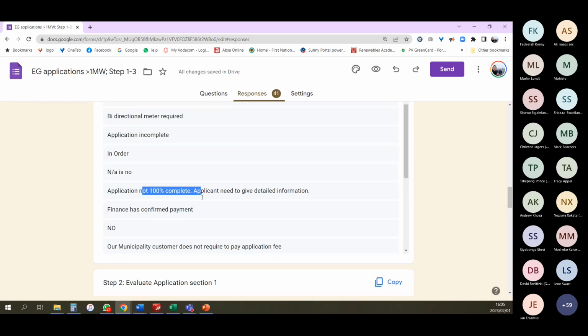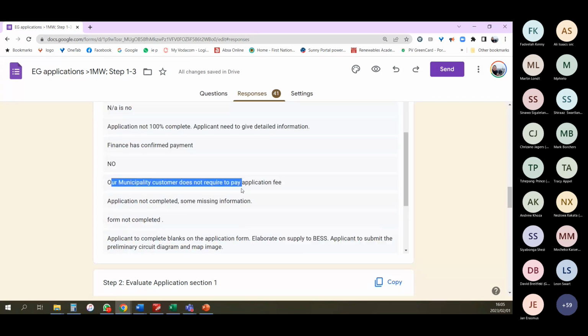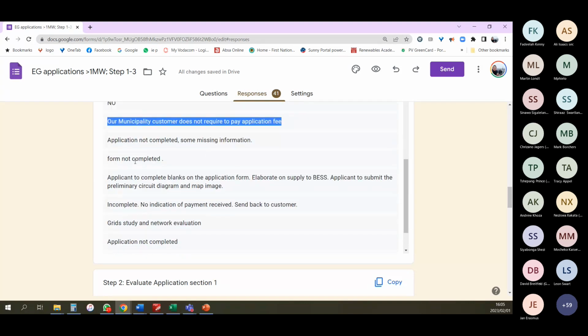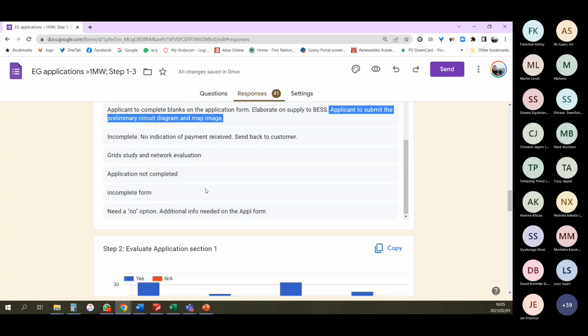That's good. Need the information. Okay, finance has confirmed payment. That's great. A municipality customer does not require to pay an application fee. Okay, so that's why you said not applicable, I foresee. Okay, that's good. Application not completed, missing information, form not completed, applicant to complete blanks, elaborate the supply and base, applicant to submit single line diagrams in images. Okay, so obviously this is not part of step one, but I agree, this is true. So that would be in the next step.